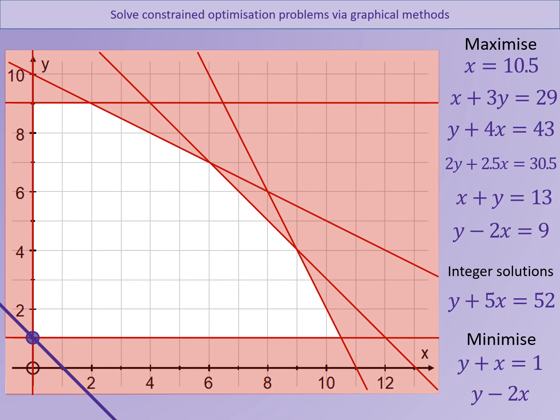Finally, to minimise y minus 2x, we're going to start with the line y minus 2x equals 2. To minimise it as far as possible, we arrive at this vertex here where x is 10.5, y is 1, so the minimum value is negative 20.